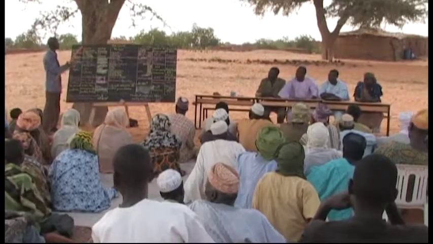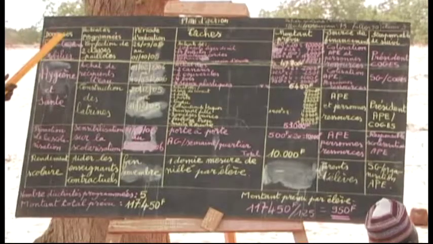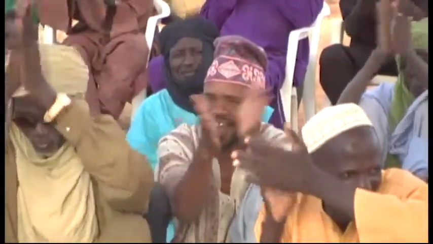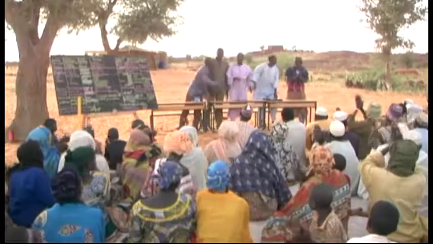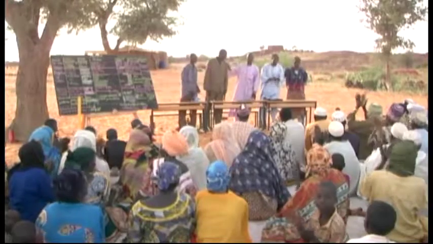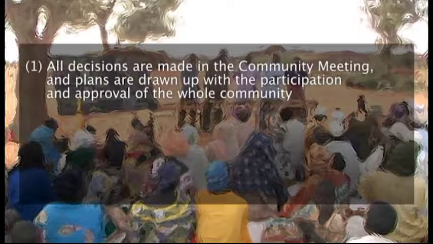Regarding this draft plan, another community meeting is held. The plan is modified based on questions and opinions of community members, and it is finally approved by all the community members. For the school action plan, the following 3 points are important. 1. All decisions are made in the community meeting, and plans are drawn up with the participation and approval of the whole community.